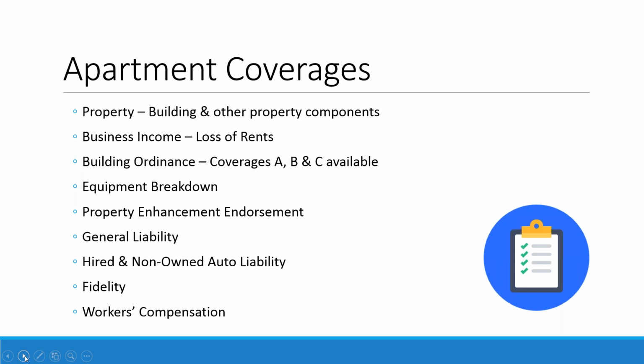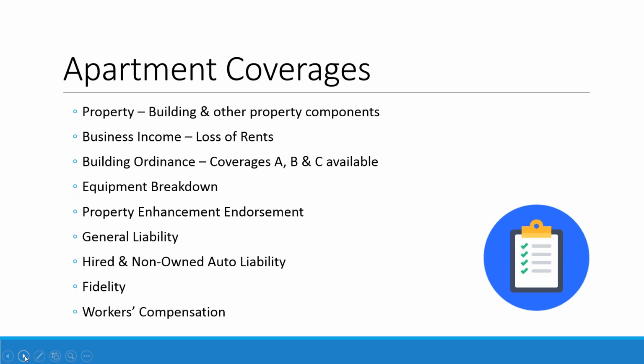We can also offer building ordinance. Coverages A, B, and C are available. A is included up to the building limit. B and C can either be individual limits. I generally see them anywhere from 10 to 20% of the building limit, or it can be a B and C combined limit, again, 10 to 20%, or some people just pick a set limit, say like 50,000. It's really up to the choice of what coverages you're looking for and what limit you would like.